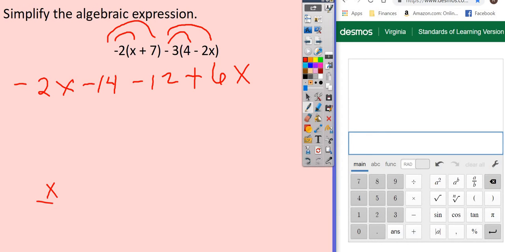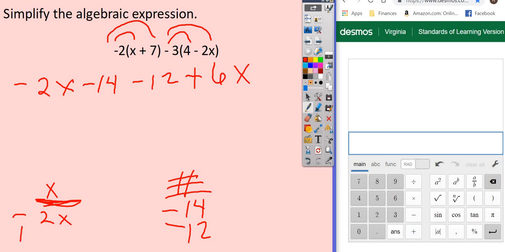So I'm going to put my x's together. I may not have given myself enough room there. And I'm going to put my numbers together. So in my x family, I've got negative 2x. Never leave the sign. You got to always take the sign with it. Negative 14, negative 12, and a positive 6x.